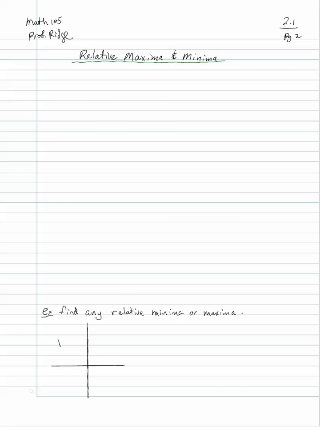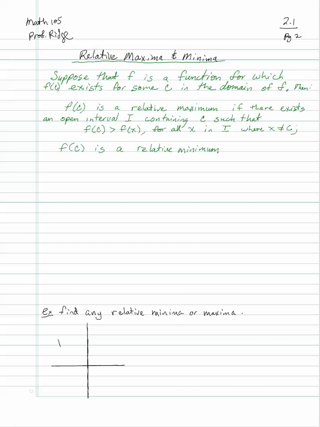Relative maxima and minima. Suppose that f is a function for which f of c exists for some c in the domain of f, then f of c is a relative maximum if there exists an open interval I containing c such that f of c is greater than f of x for all x in I, where x is not equal to c.